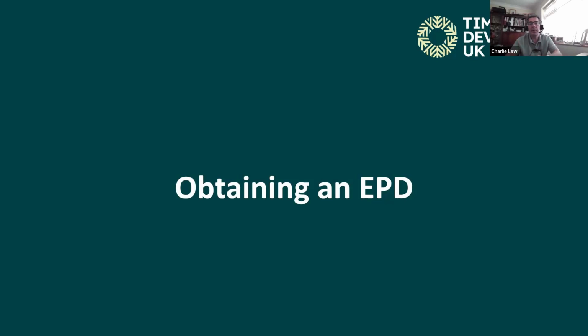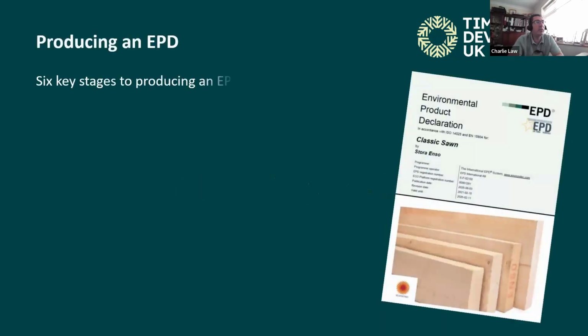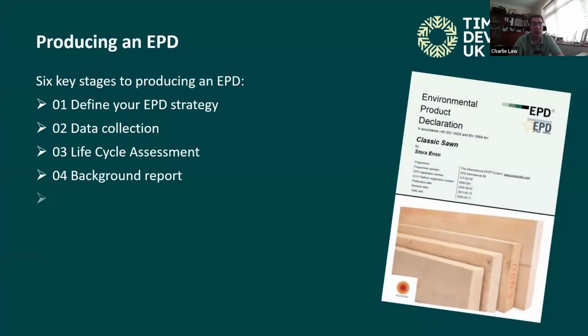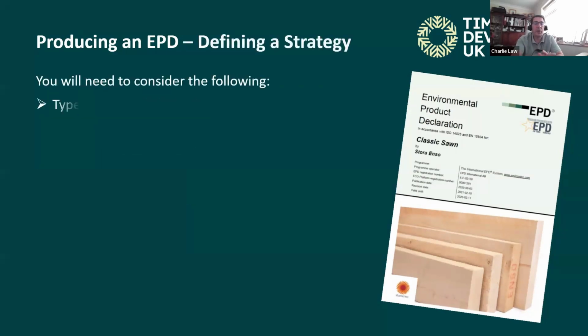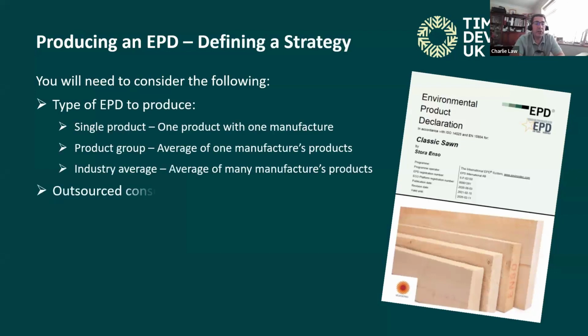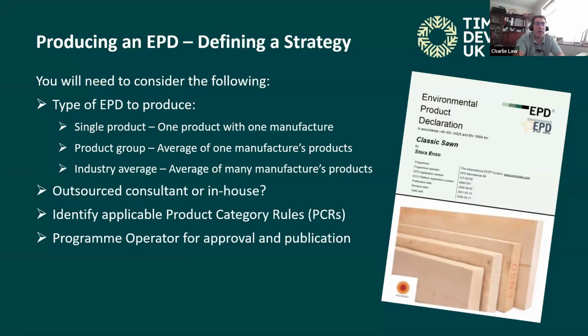So to obtain that EPD, there's a number of stages that you need to work through. So these are the key stages, and we'll look at these. Defining the EPD, data collection, life cycle assessment, a background report, third-party verification, and then publication. So as far as designing a strategy, the first thing you need to consider is whether you're actually going to produce an EPD for a single product, so one product within your range, or do you do it as a product group?